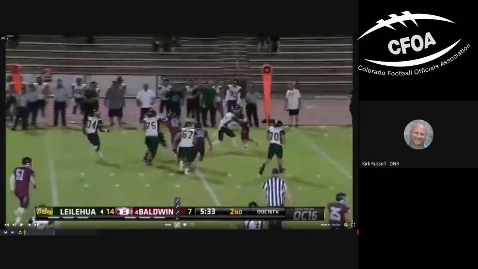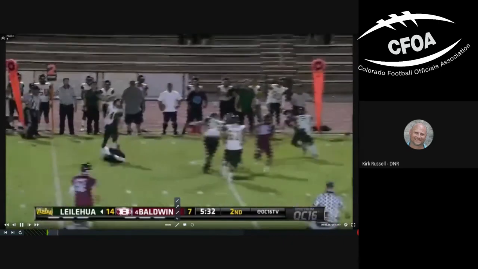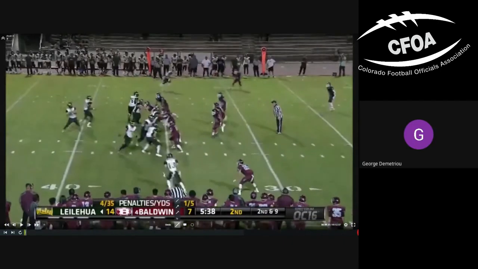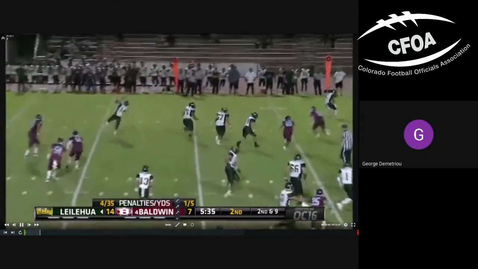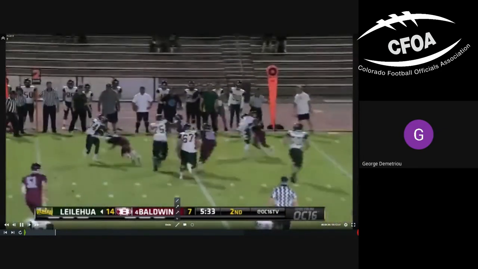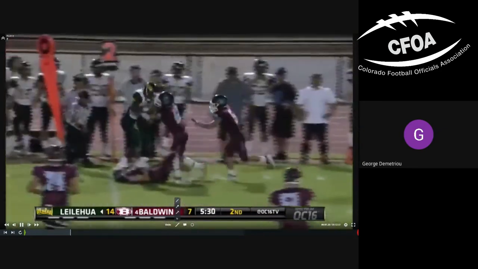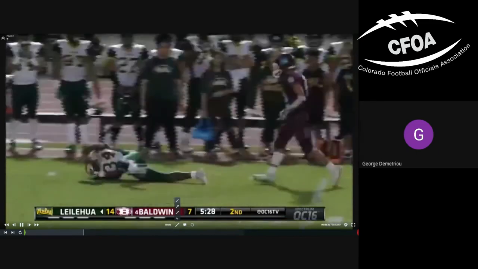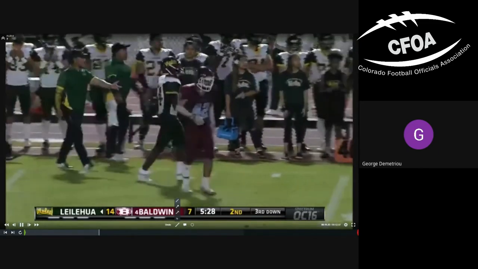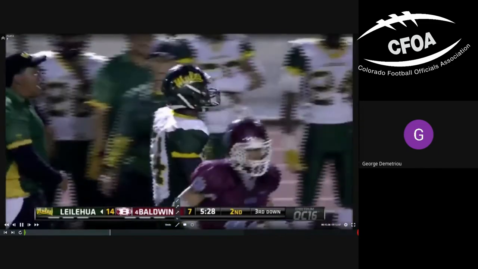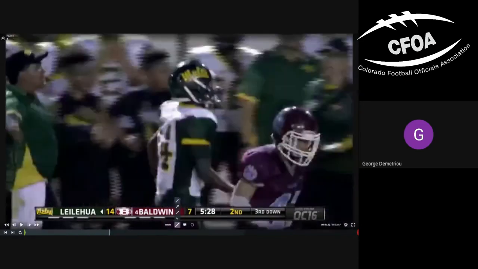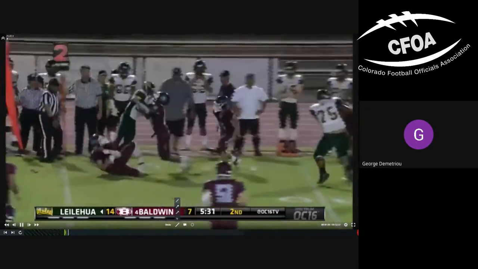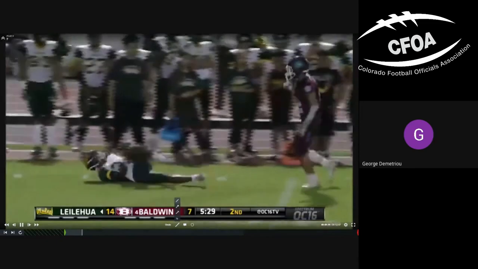Okay, did you move on to the last one? I did. This is play seven, George. Okay, so on this one, the linesman, by the way, this is Baldwin. Player, and he marks the spot. So the coach saw the dead ball foul, but the linesman was too busy holding his spot to miss that.